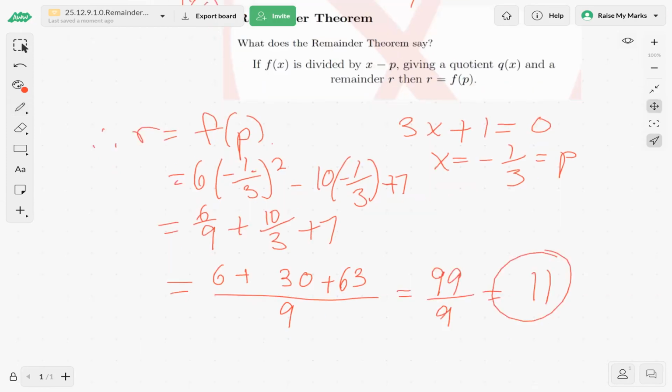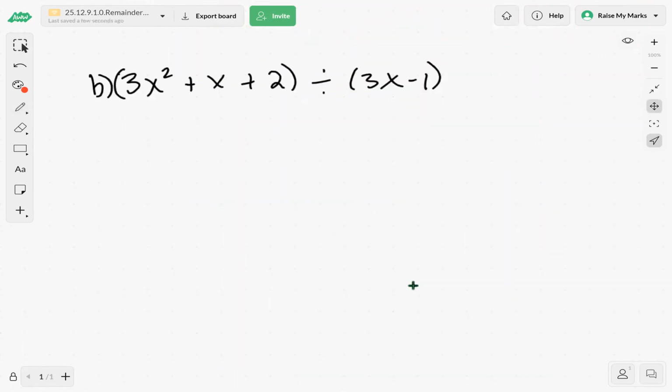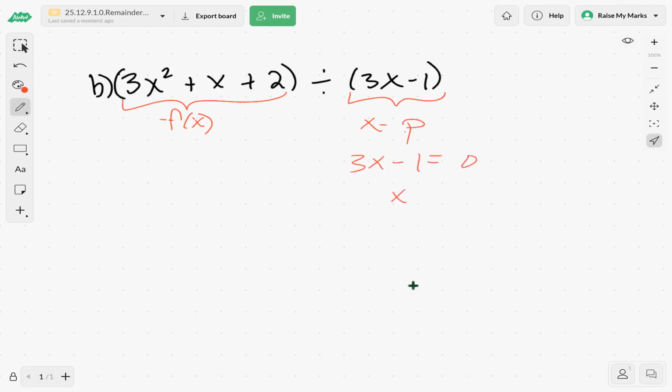Good. All right, so next question. In this case, we have 3x squared plus x plus 2 divided by 3x minus 1. This is our function f of x. This is our x minus p, so we need to figure out what p is. I think p in this case is going to be 3x minus 1 equals 0. Let's solve for x, and we get our p is 1/3.